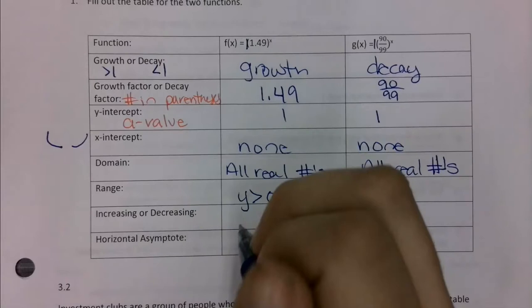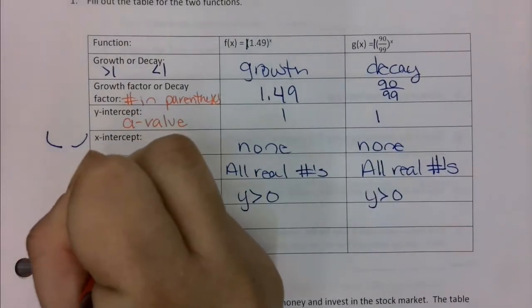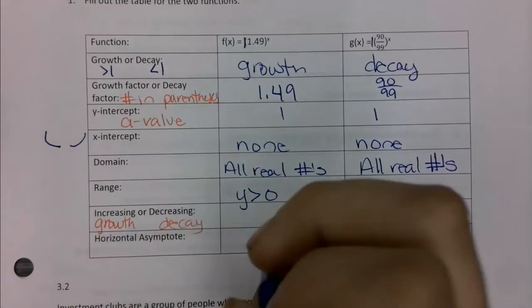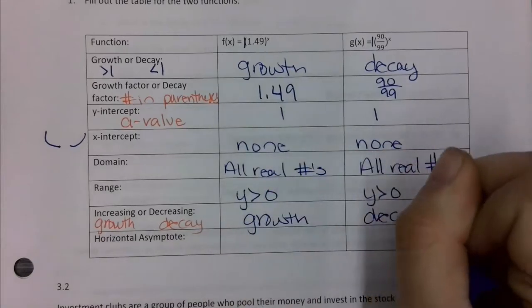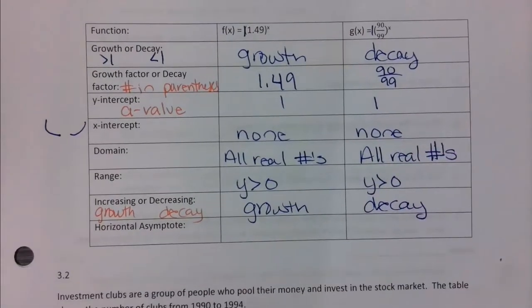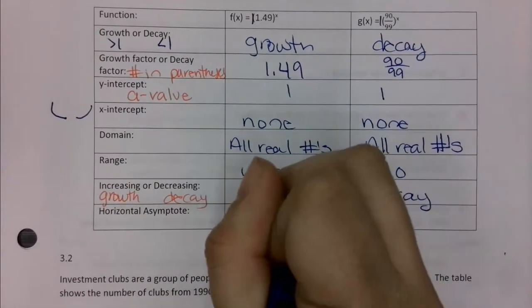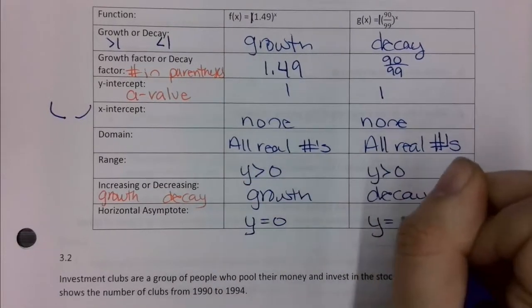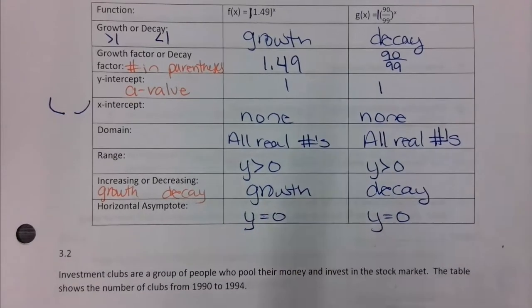When it's growth, it's increasing. When it's decay, it's decreasing. So this one is growth. This one is decay. My horizontal asymptote is the point it doesn't cross. Y equals 0 for both of them, because these are related to my range.